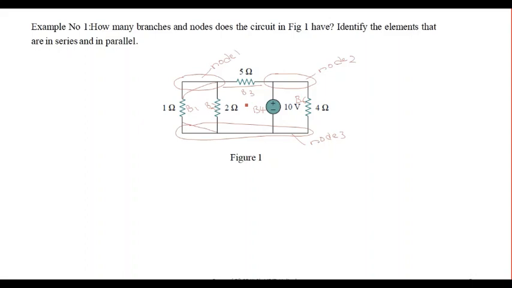Now looking at the given condition, we have 1 ohm and 2 ohms in parallel with each other. This 1 ohm is parallel to 2 ohm, and if you consider this as one combination, it is in series with 5 ohms, and again in series with the parallel combination of 10 volts and 4 ohms. This is how we can recognize.